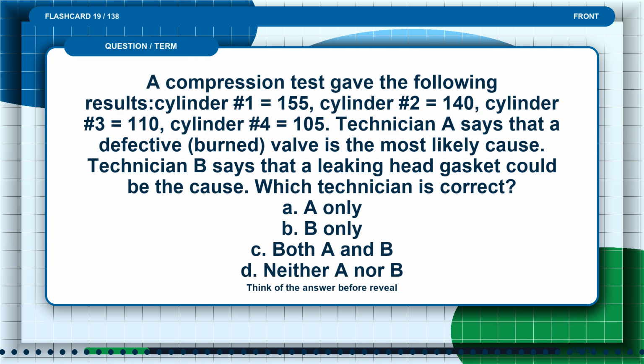Flashcard 19. A compression test gave the following results: cylinder #1 equals 155, cylinder #2 equals 140, cylinder #3 equals 110, cylinder #4 equals 105. Technician A says that a defective burned valve is the most likely cause. Technician B says that a leaking head gasket could be the cause. Which technician is correct? A. A only. B. B only. C. Both A and B. D. Neither A nor B. Pause and think of the answer before the reveal.